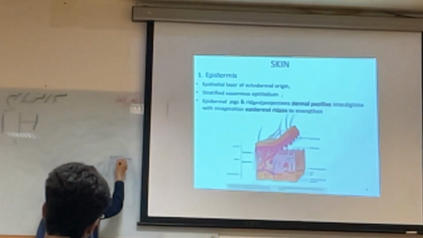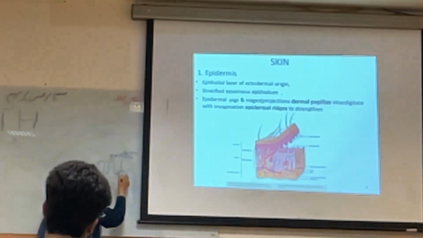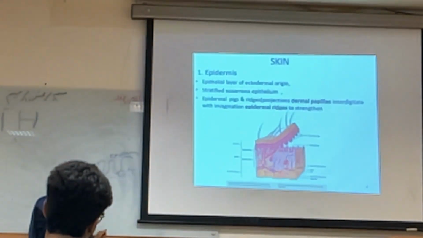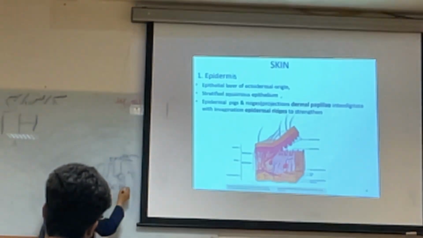The outermost layer of the skin is the epidermis, which is epithelial tissue. Under it, there is a connective tissue, as in other parts that include connective tissue, and this connective tissue is named the dermis.